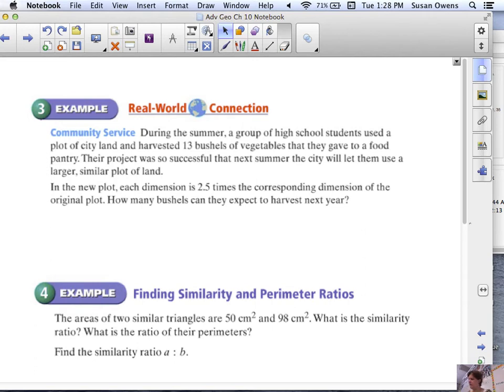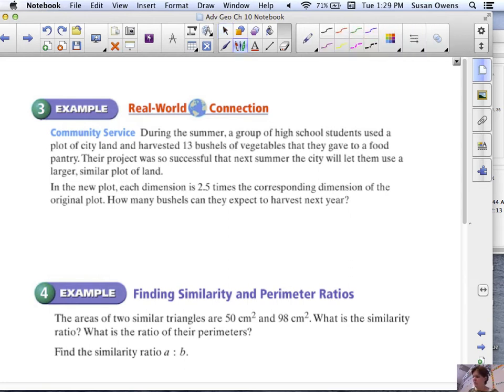So during the summer, a group of high school students used a plot of city land and harvested 13 bushels of vegetables that they gave to a food pantry. Their project was so successful that the next summer the city let them use a larger similar plot of land. In the new plot, each dimension is 2.5 times the corresponding dimension of the original. How many bushels do they expect to harvest?